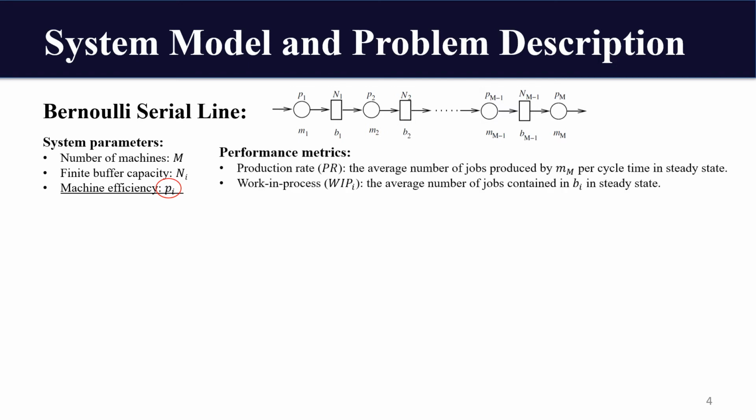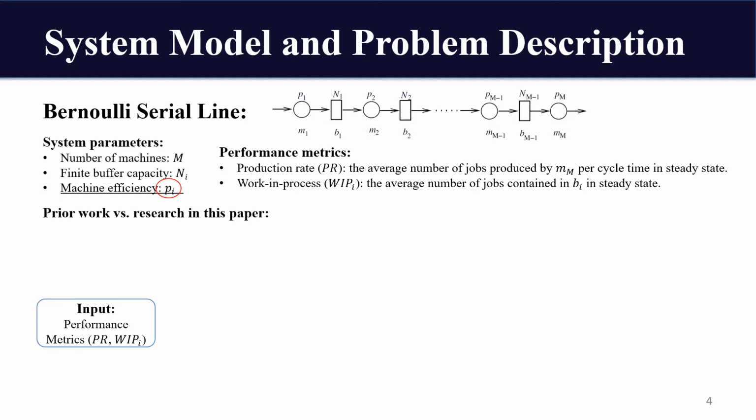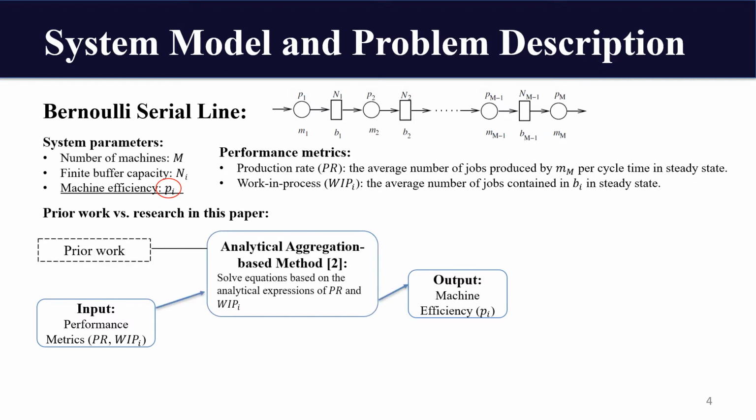To identify Pi, we use the standard performance metrics, including production rate and work-in-process. Production rate is the average number of jobs produced by the last machine per cycle time in steady state. Work-in-process is the average number of jobs contained in the buffer in steady state. So the basic idea is that we use the performance metrics as input and we obtain the machine efficiency as output by our new approach. In the previous research, we identified Pi by matching the values of PR and WIP, so we solve equations based on the closed form expression of PR and WIP and aggregation of them.